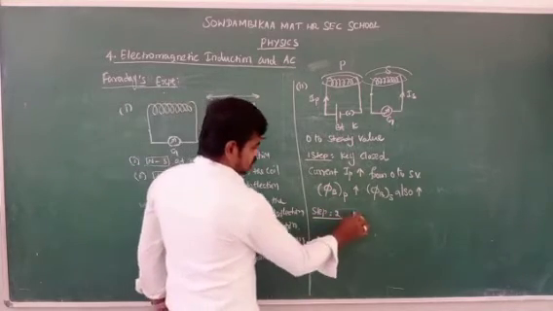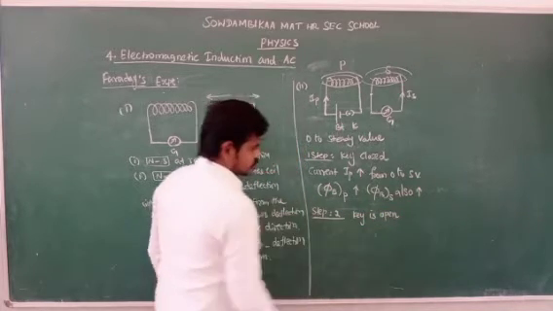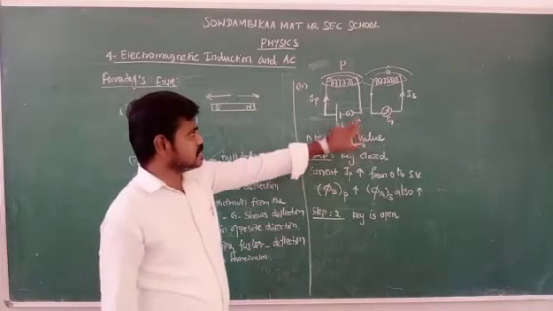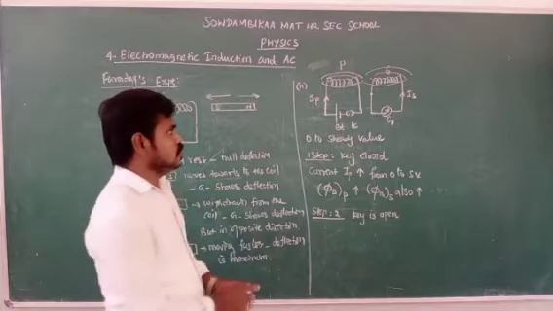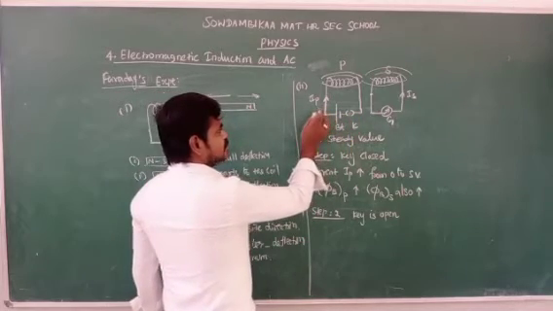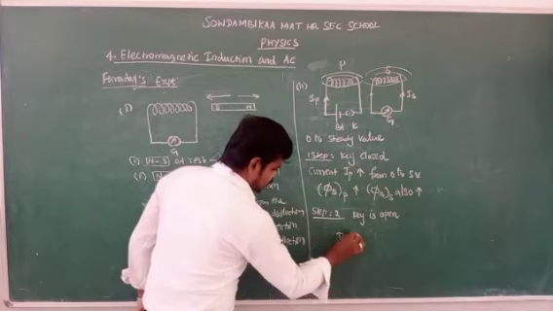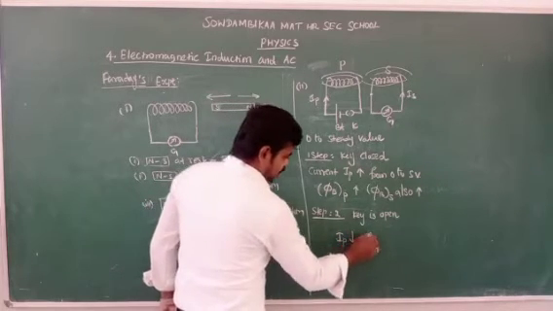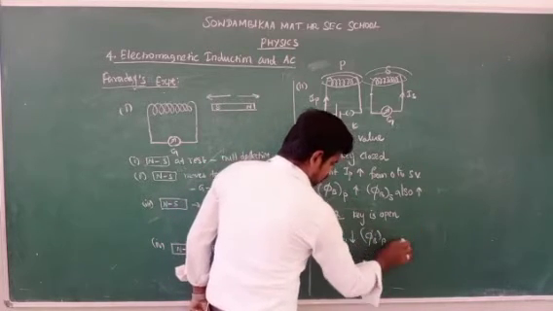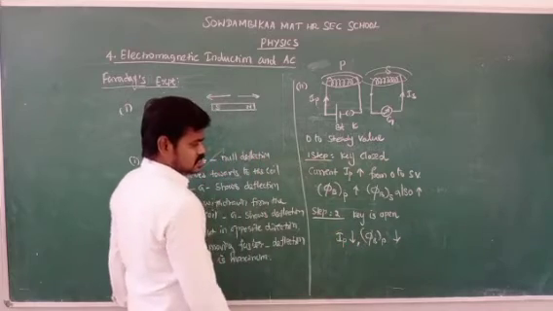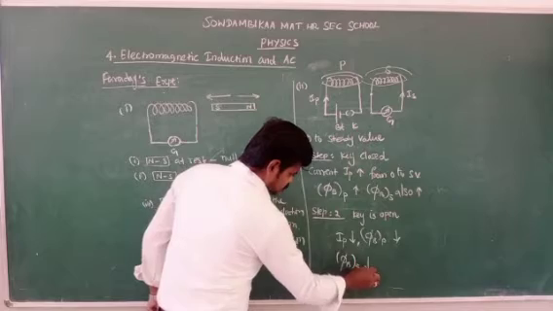When the key is open, that is, the circuit is broken. Broken means the key K is open. Open means the current in the primary coil decreases. So the flux in the primary coil also decreases.